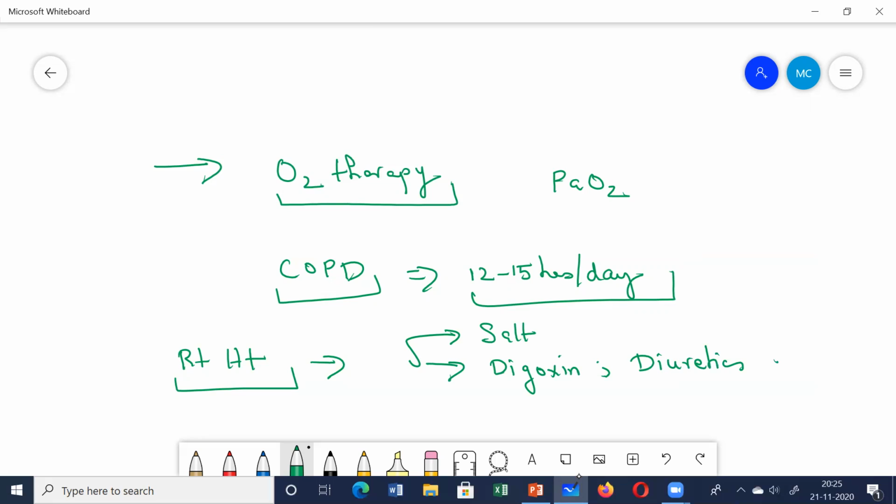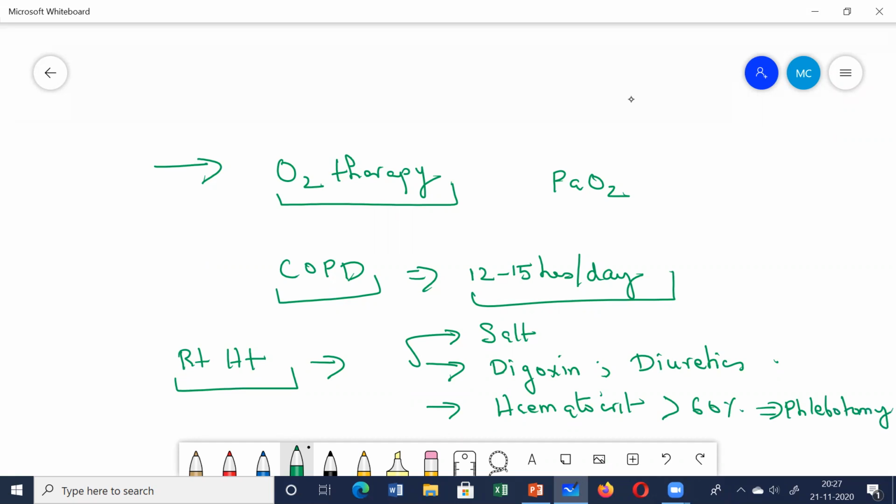And if there is hyperviscosity, if the hematocrit is more than 60%, in case the hematocrit is high, more than 60%, we carry out phlebotomy. What is phlebotomy?